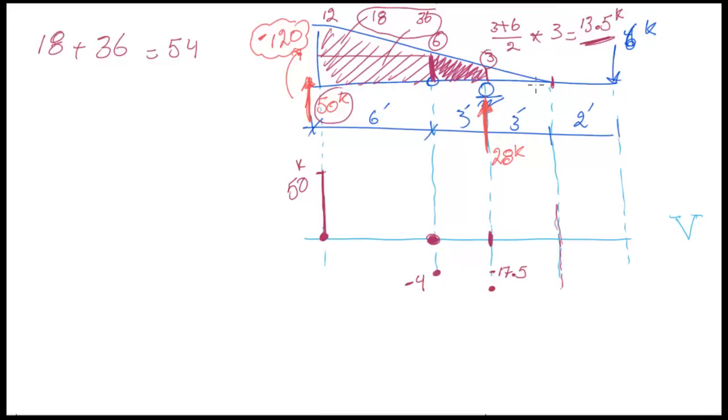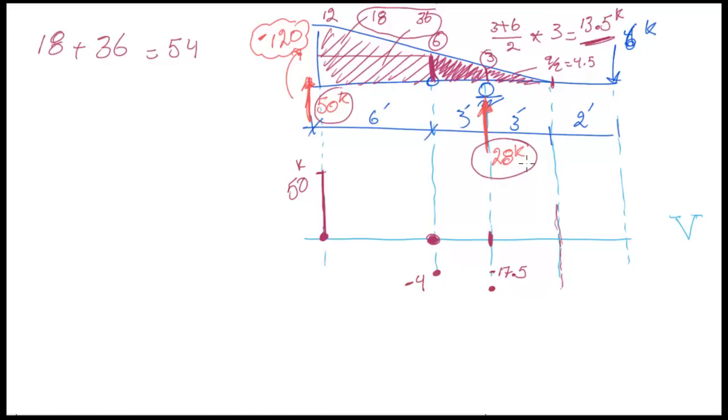Alright, using the same logic, what is the area of this triangle? This is 3 and this is 3, so it's 9 over 2. And the area here is 9 over 2, which is 4.5. Okay, but we need to remember we have a 28 here.